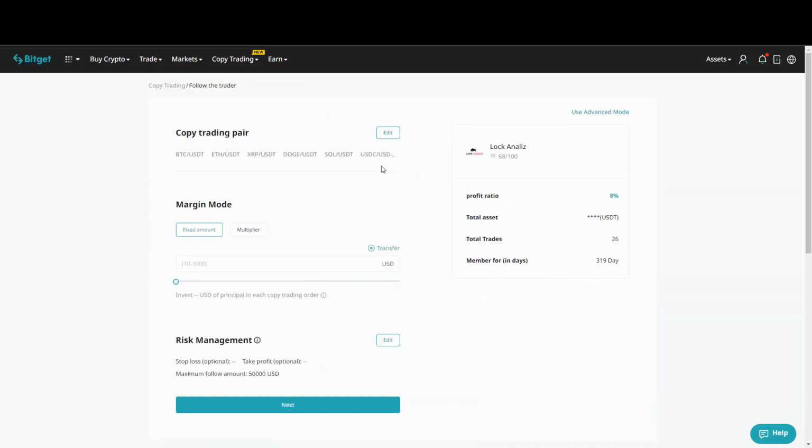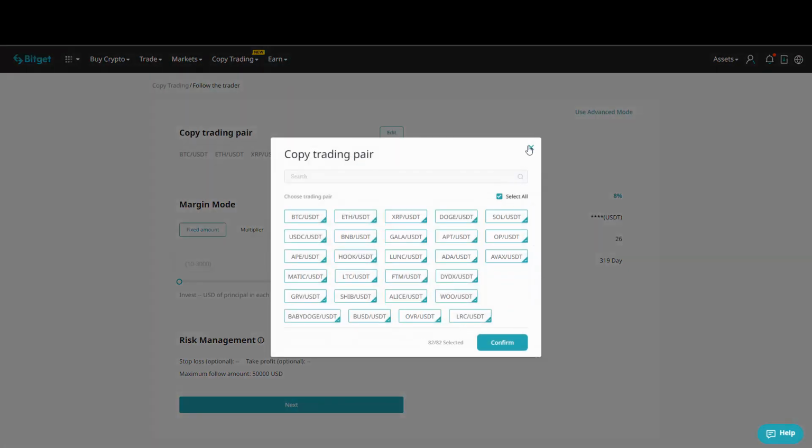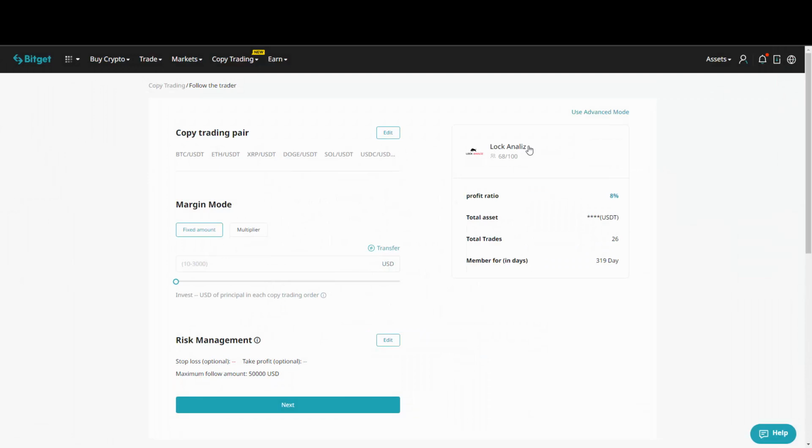Okay, so let me show you here. For example, this one has 26. Sorry, it's total trades. Here's one that is also using 82. Okay, so let's continue with this trader. This trader has 68 spots out of 100 available. The profit ratio is 8%. We cannot see how much he or she is actually trading, and total trades right now is 26. Members in the last 30 days, you're going to see.